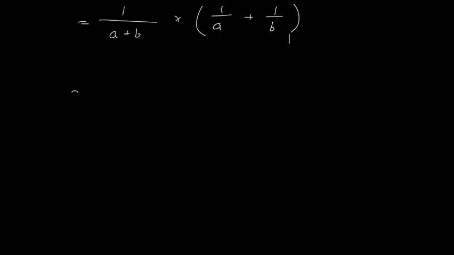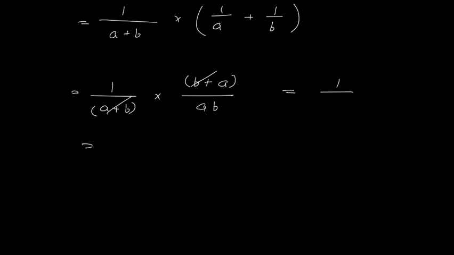So this I will say that this is 1 upon a plus b into, here we can cross multiply and we will say that this is b plus a whole divided by a into b. Denominator is multiplied, so this is a into b. Now this a plus b and this b plus a, or a plus b, you can say they cancel and we will get 1 upon ab.